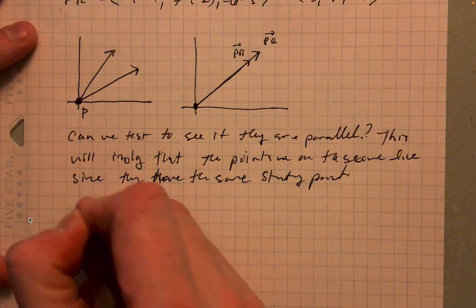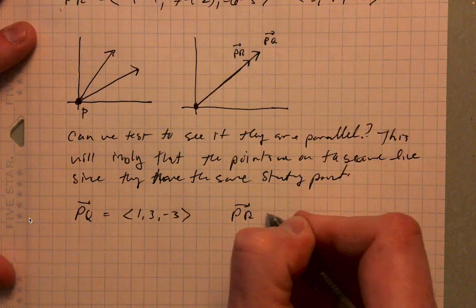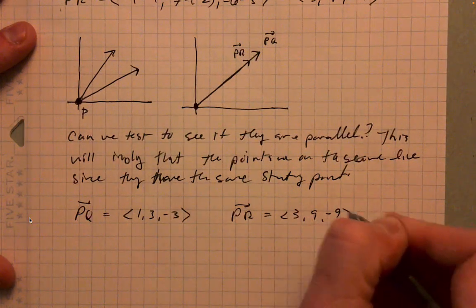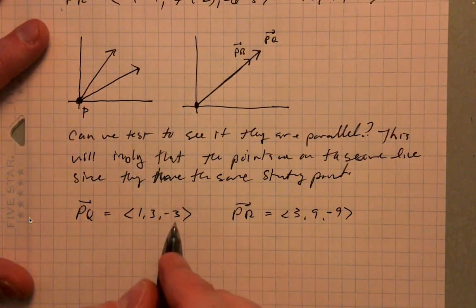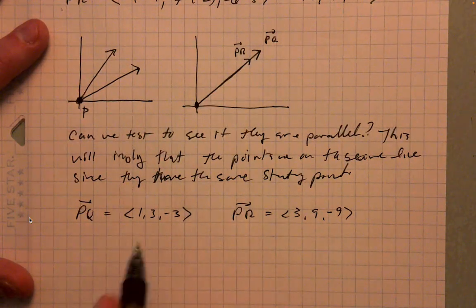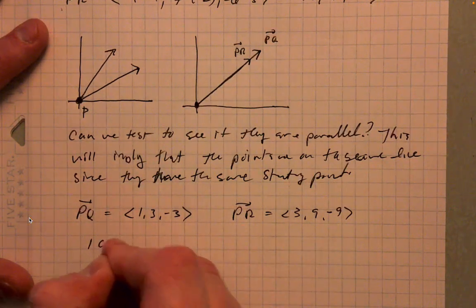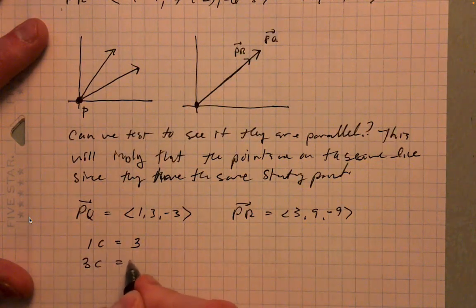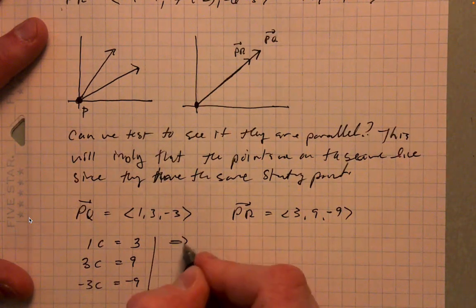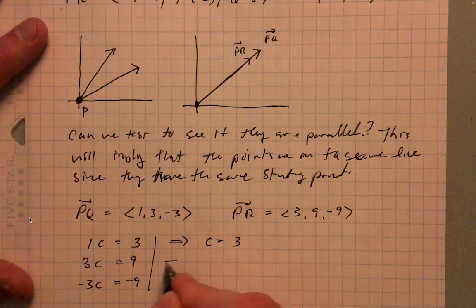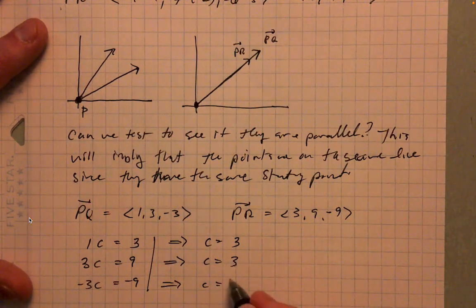Remember, PQ is 1, 3, -3. PR is 3, 9, -9. I can kind of tell you by looking at those, it looks pretty good. But let's set it up our way. We want this times some c to equal that. So 1 times c equals 3, 3 times c equals 9, and -3 times c needs to equal -9. That means c equals 3, c equals 9 over 3, which is 3, and c equals -9 over -3, which is also 3.